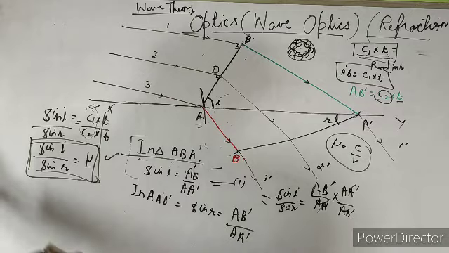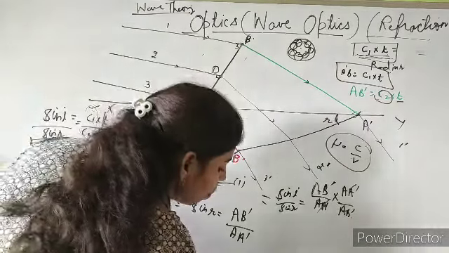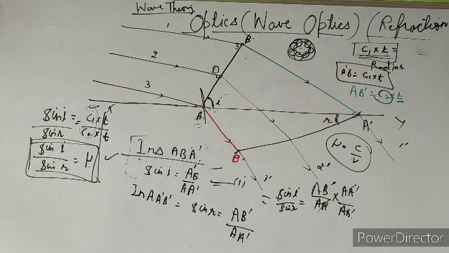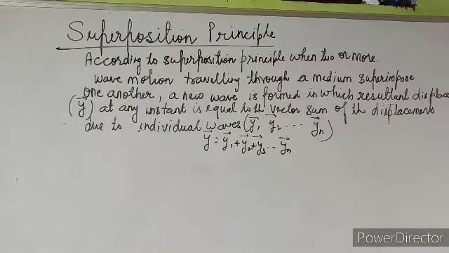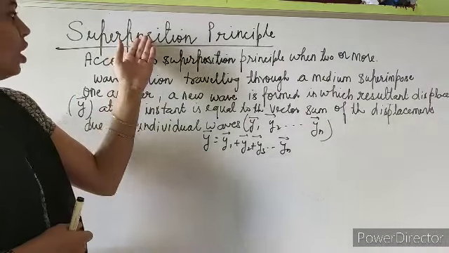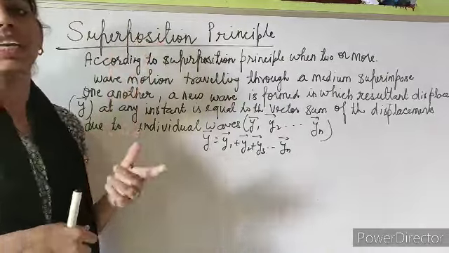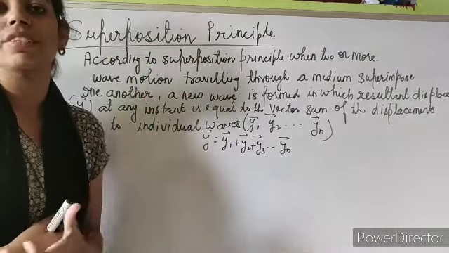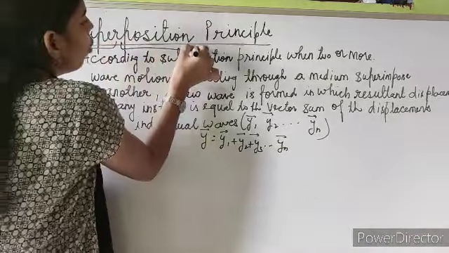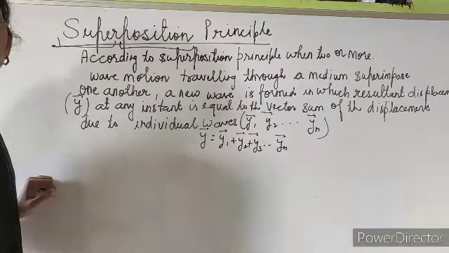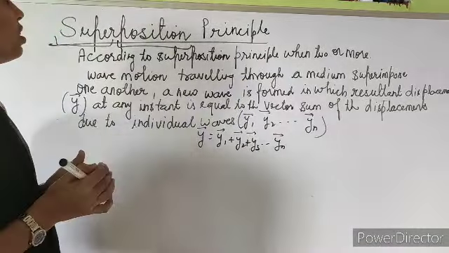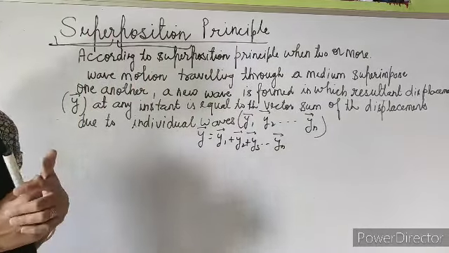So this is all about the refraction. Now we will understand the principle of superposition of two waves. Now students, superposition principle. This we have covered in your class 11th also in waves and oscillation. Superimpose means the fall of one wave on another wave, then a resultant wave is formed. That principle is known as superposition principle.